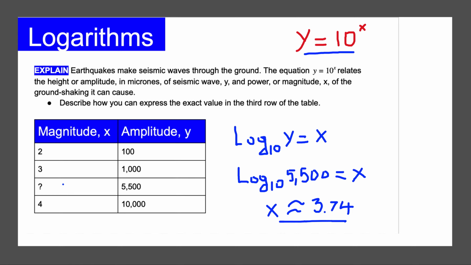But if you look closely, we already know that 5,500 is between 1,000 and 10,000, so it's between 3 and 4. If we look closely, 5,500 is somewhere in the middle, so between 3 and 4 it should be about 3.55. But if we do the calculation, we find a more exact value, where magnitude x is equal to 3.74.